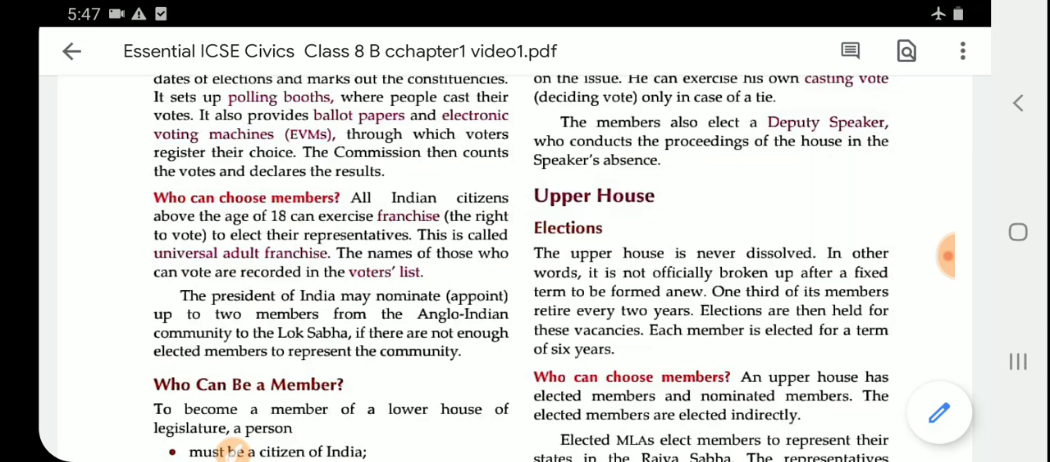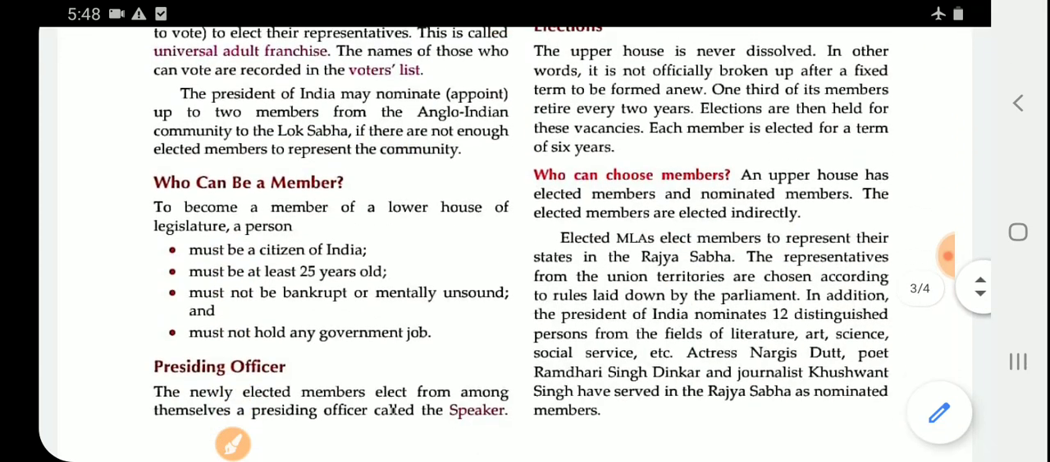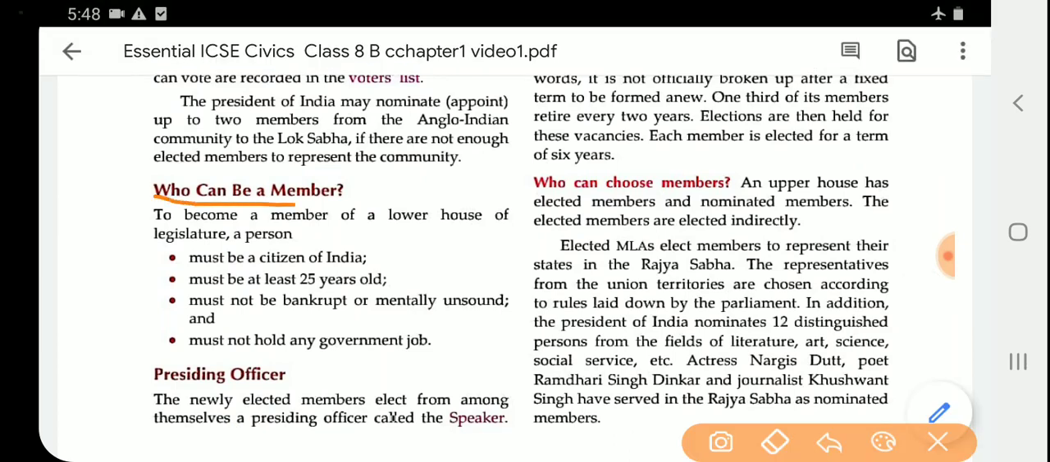Okay, now the President of India may nominate, means appoint, up to two members from the Anglo-Indian community to the Lok Sabha, if there are not enough elected members to represent the community, then only. Okay, this is a condition there. If there are not enough elected members to represent the community. Okay, now the third question for us here is, who can be a member?